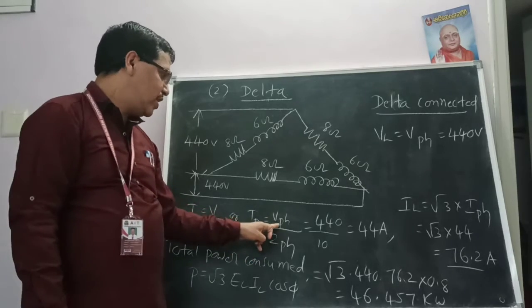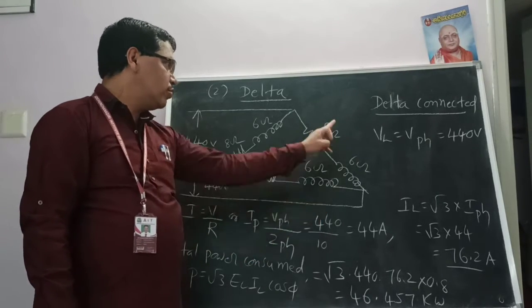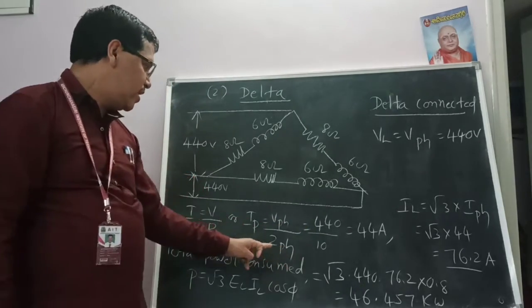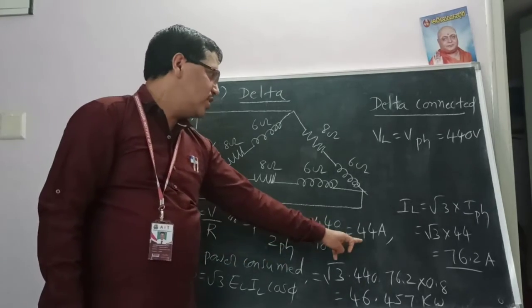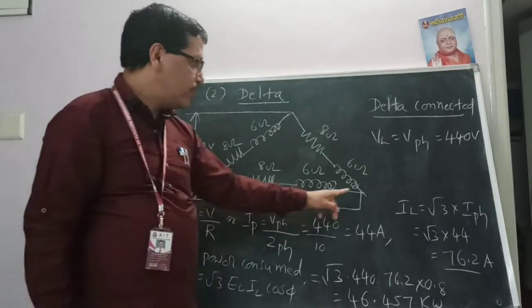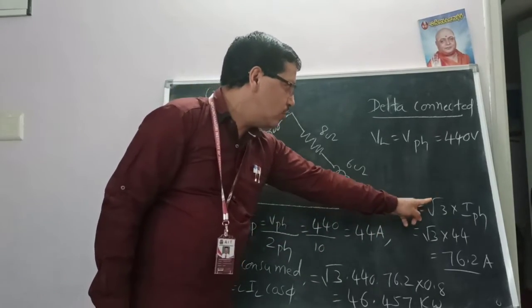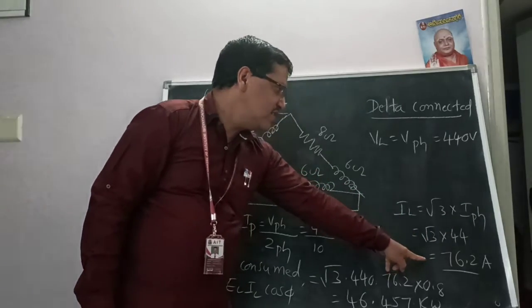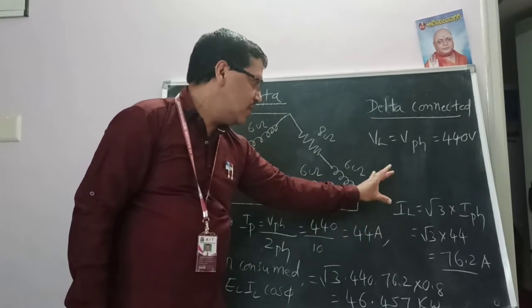V phase we already know, that is VL equal to V phase, 440. Z phase is 10, which we already calculated. The I phase value is 44 amps. Once we calculate this I phase value, we substitute in IL. IL is equal to root 3 into I phase, root 3 into 44, and the answer is 76.2 amps. That is IL.